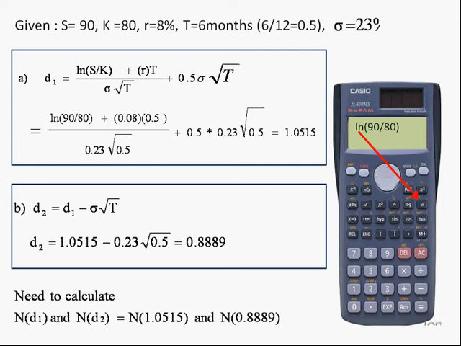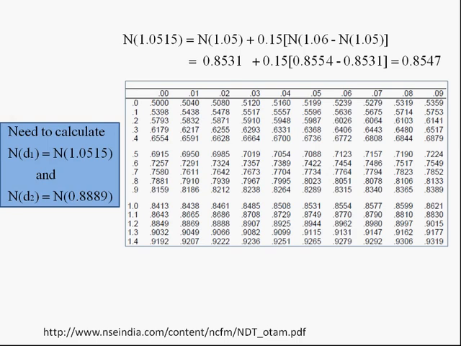We need to calculate the normal distribution of D1 and D2, which is represented in this manner. So let's find it for D1, which is N of 1.0515. It is written in the form of N of the first three digits, 1.05, plus the next 0.15 into N(1.06) minus N(1.05). 1.06 is nothing but the next number after the previous number. That means 1.0515 lies between 1.05 and 1.06, which is the reason for taking 0.15 into the difference.